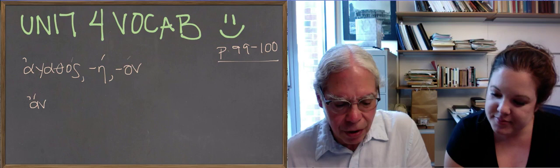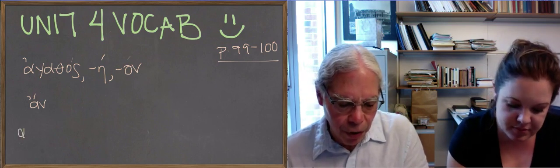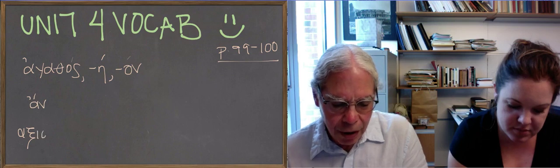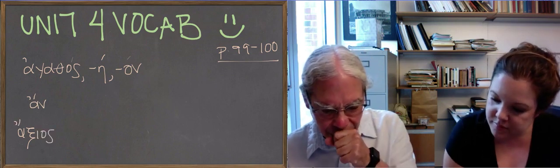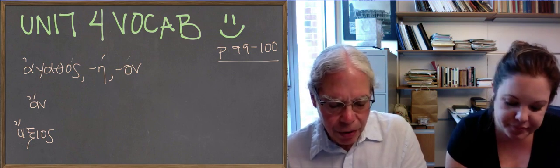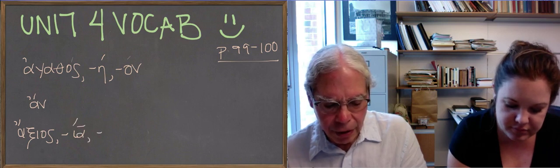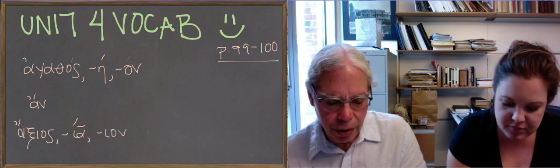The next word is axios, another adjective. This one is different because it has an iota before the os, which means that instead of having an eta in the feminine nominative singular, accusative singular, and so forth, it has long alphas. So it's axios, axia, axion. And they also teach you the negated form of this word, anaxios.